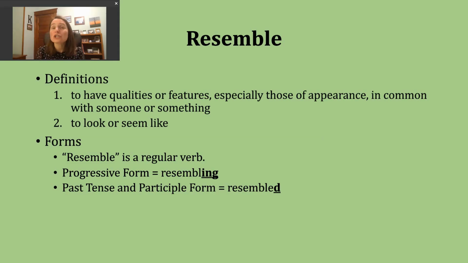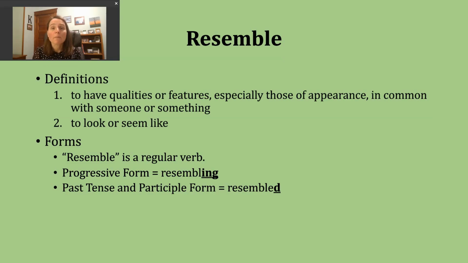For now, you should know that resemble is a regular verb. If you want to make the progressive form of this verb, you're going to drop the E on the end and add ing. That forms resembling. The past tense and the participle form of our verb can be made by just adding the letter D, since this verb already ends in an E.